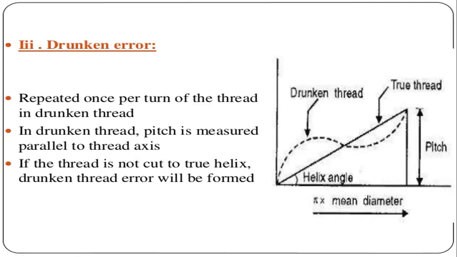Last one, if the thread is not cut to the true helix, drunken thread error will be formed. So the drunken thread error will be formed if there is no true helix. So you can see the graphical structure of the drunken thread there.